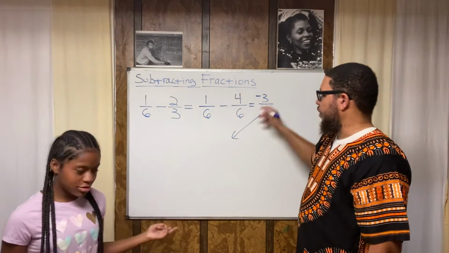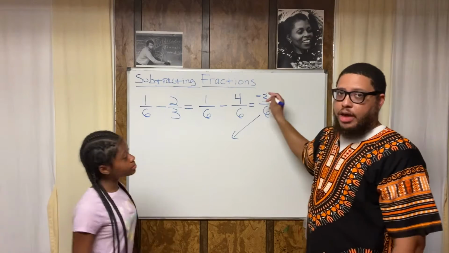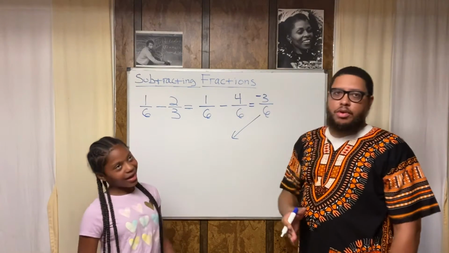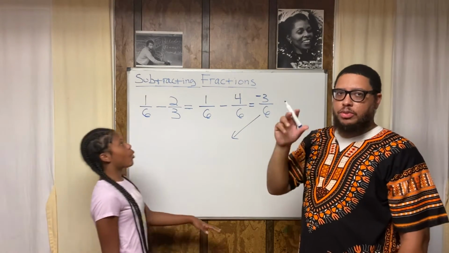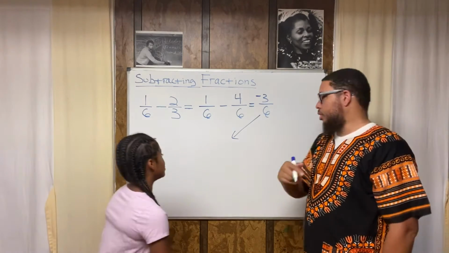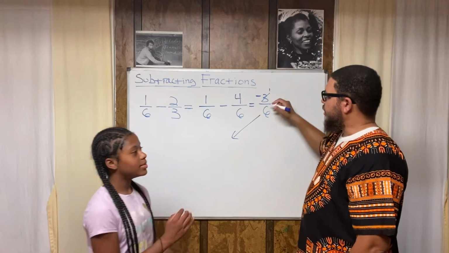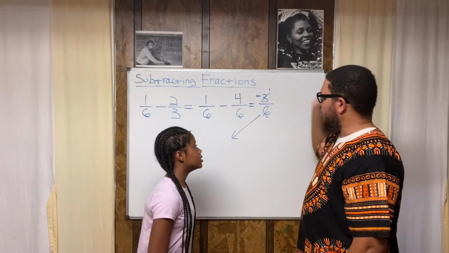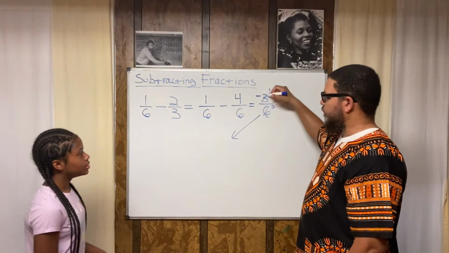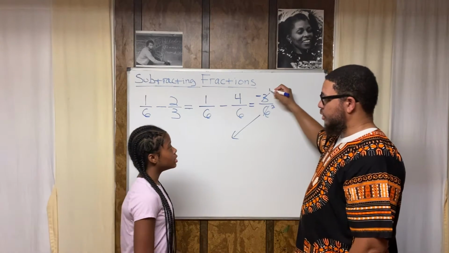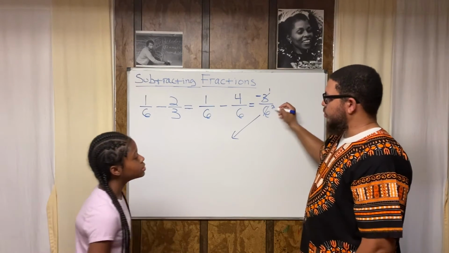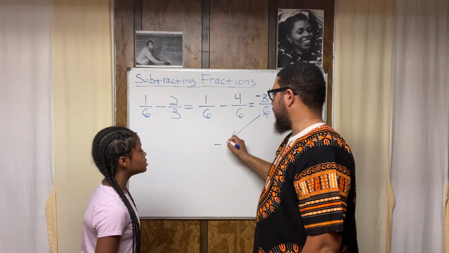I'm going to write the answer over here. The common factor between 3 and 6 is 3. So what you're going to do is you're going to divide 3 by 3, and that becomes 1. Then you're going to divide 6 by 3. That's going to become 2. So that 3 turned into a 1. That -3 turned into a -1. The 6 turns into a 2. So the answer is -1/2.